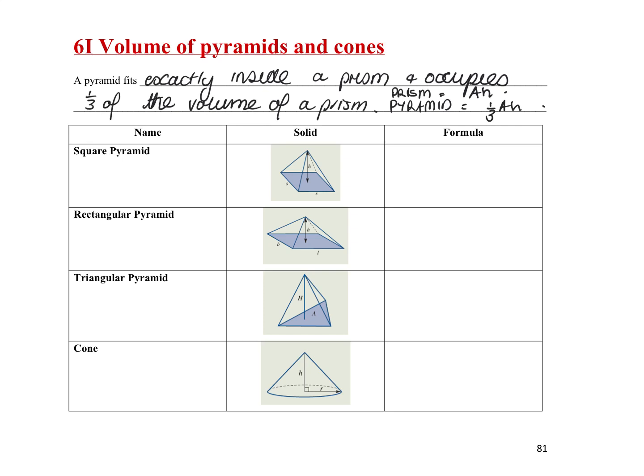Okay, in exercise 6I, we're looking at volume of pyramids and cones. When naming a pyramid, we look at the base. The base is the shaded bit here. If it's a square, then we call that a square pyramid. This has a rectangular base, a triangular base, and we don't call it a circular pyramid, we actually call it a cone.